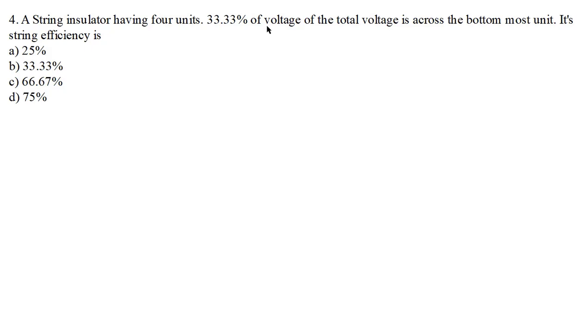A string insulator having 4 units, 33.33% of the total voltage is across the bottommost unit. Its string efficiency is. Now to which insulator is this question asked? It is basically on the suspension type insulator. So it has 4 units. If you see, this is our tower, then the cross arm, and here there are 4 units. So we know that each disc will form a capacitor.